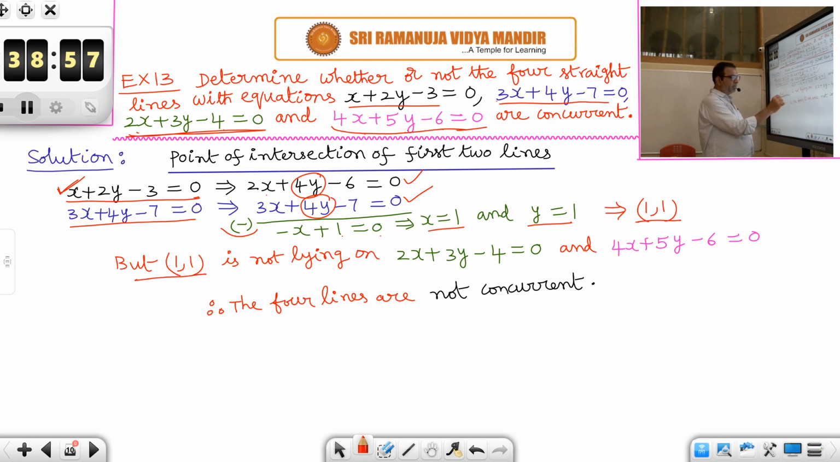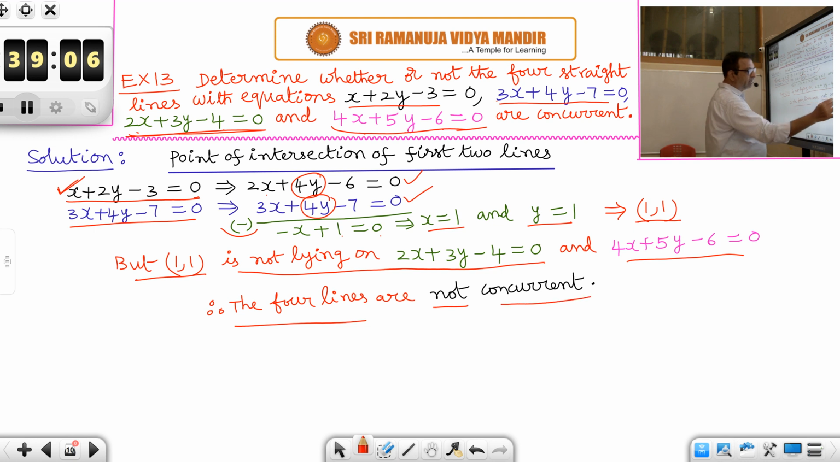That is what I have written here. But (1, 1) is not lying on the third line and fourth line. Therefore, the 4 lines, are they concurrent? No, they are not concurrent. Okay, let us see the next example.